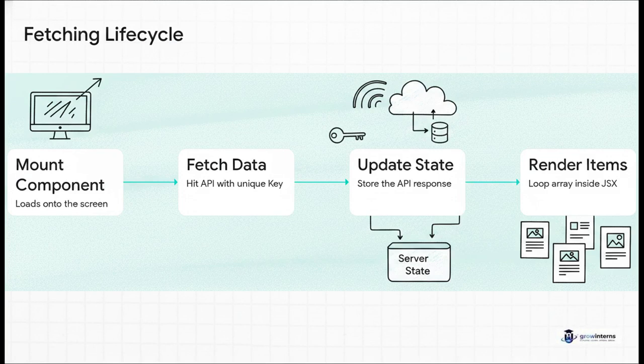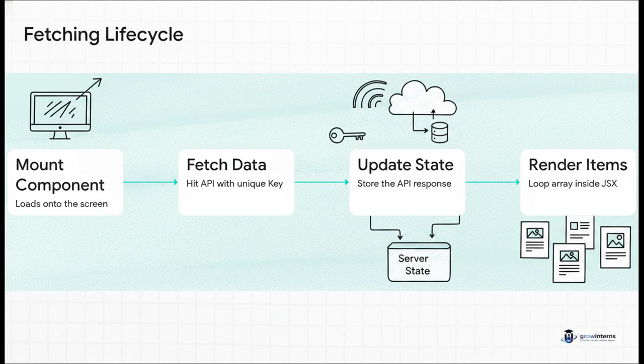Here is the exact component lifecycle sequence we need to make this magic happen. Step 1, our main news component mounts. That just means it successfully loads onto the screen. Step 2, immediately after it mounts, we trigger a function to hit the News API using our unique API key, basically knocking on their door and requesting the latest articles. Step 3, once the API responds with that raw data, we take it and update our server state. And Step 4, because our state just changed, React automatically re-renders the page for us.